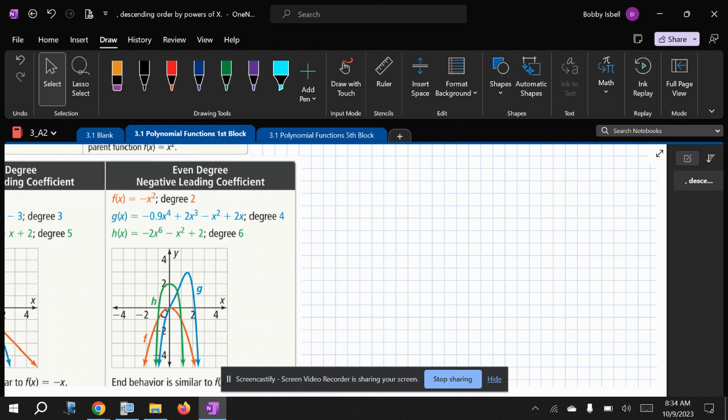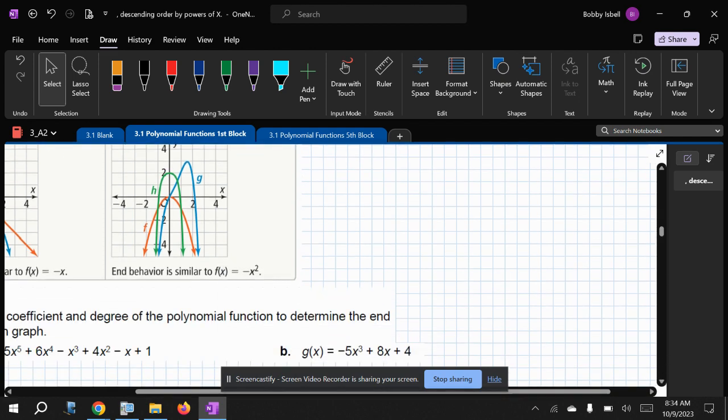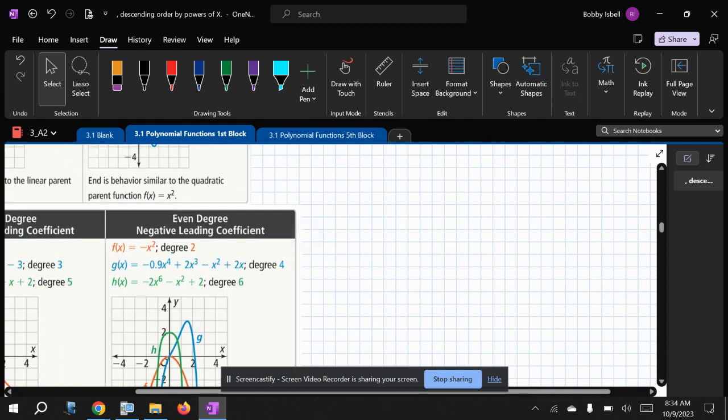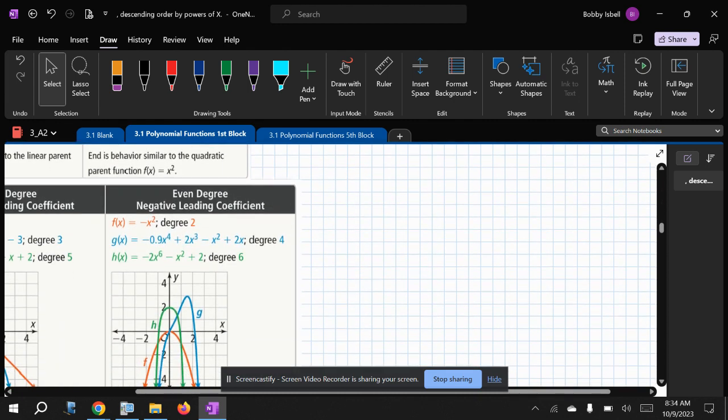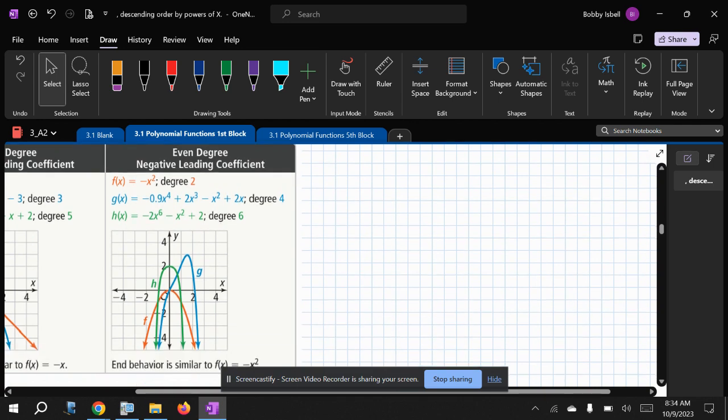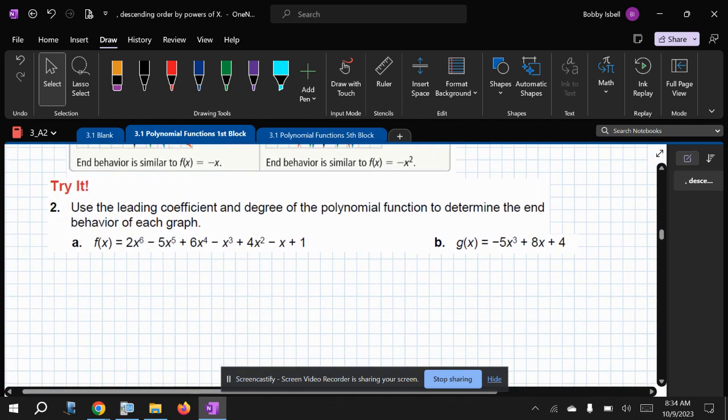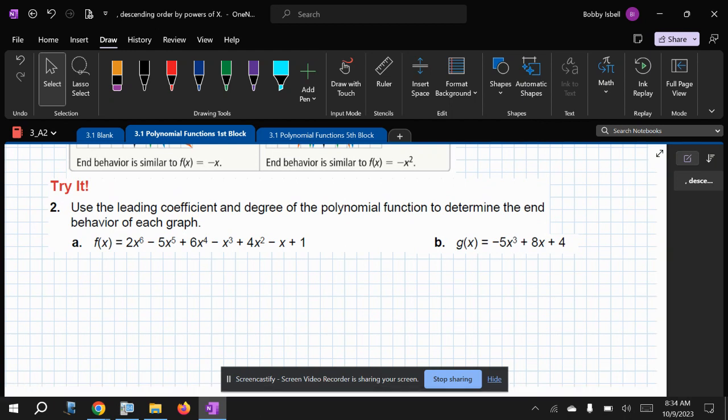No matter how big the degree is, if it's odd, positive leading coefficient acts like a positive slope line. Odd negative leading coefficient acts like a negative slope line. If it's even with a positive leading coefficient, it acts like y equals x squared. If it's even with a negative leading coefficient, y equals negative x squared. That's what it always acts like. So let's try to pull that off on these two. Use the leading coefficient and degree of the polynomial to determine the end behavior of each graph.